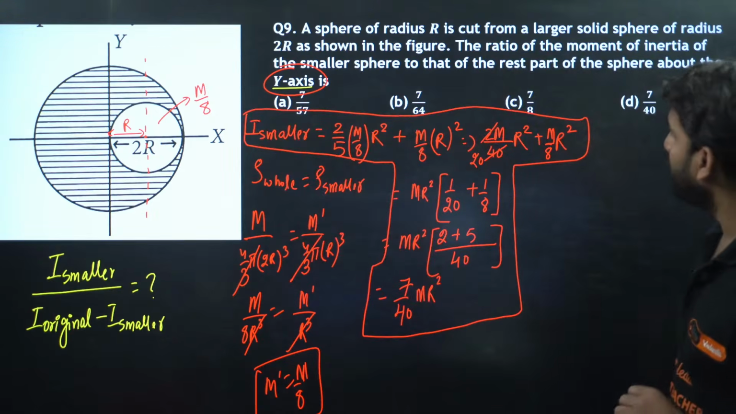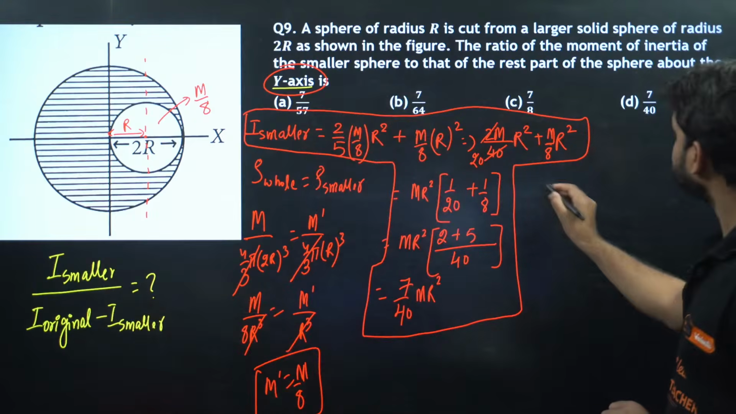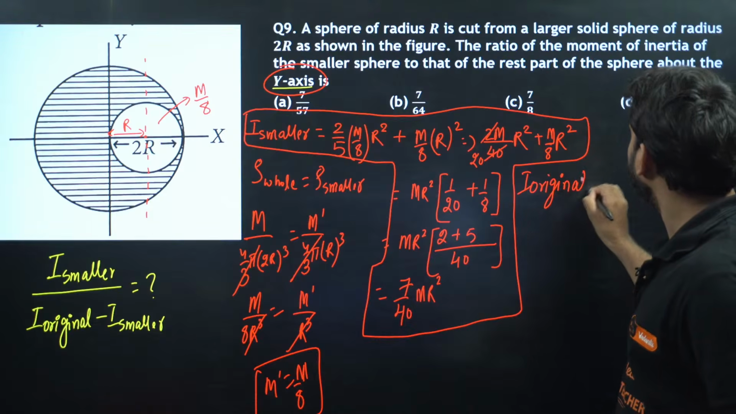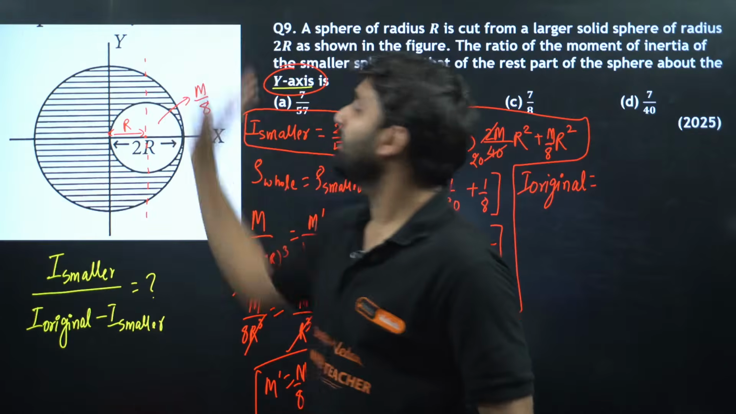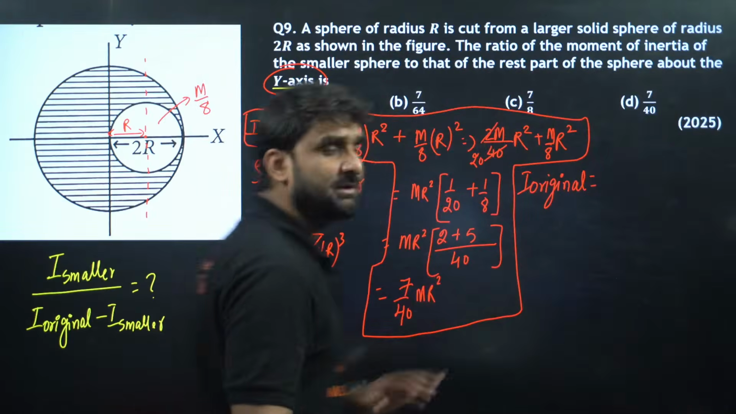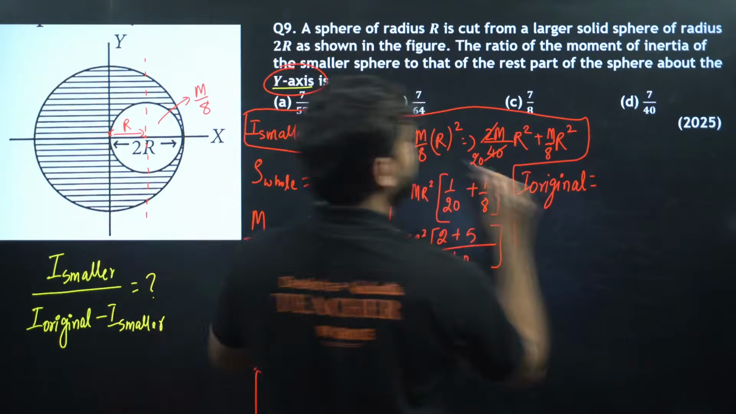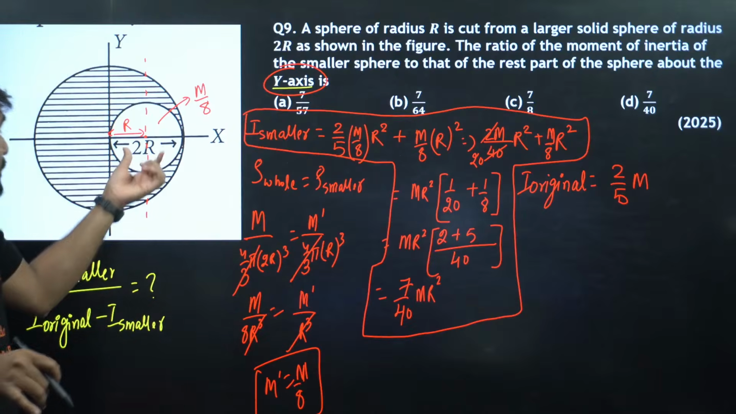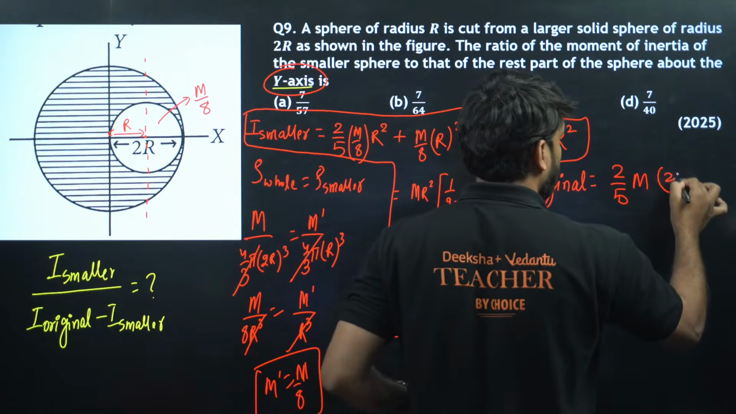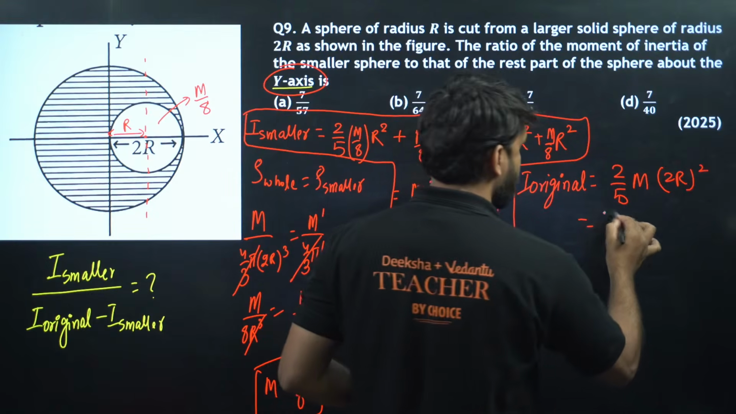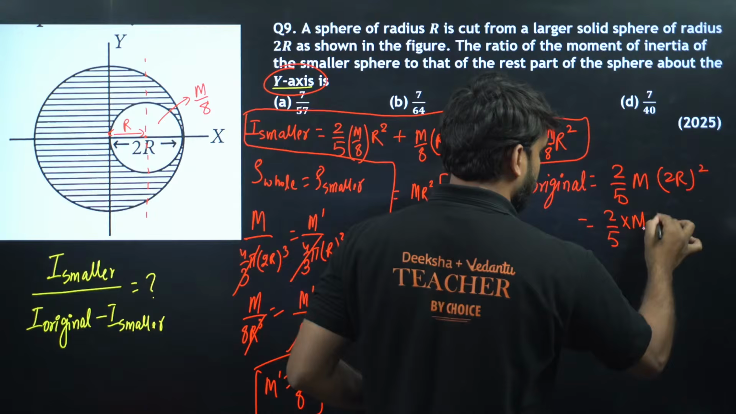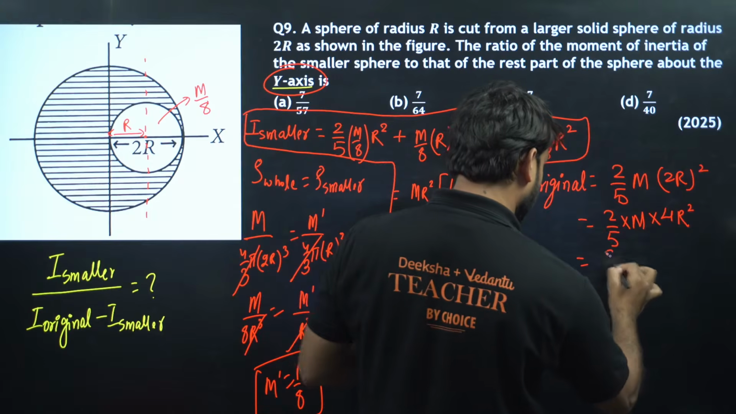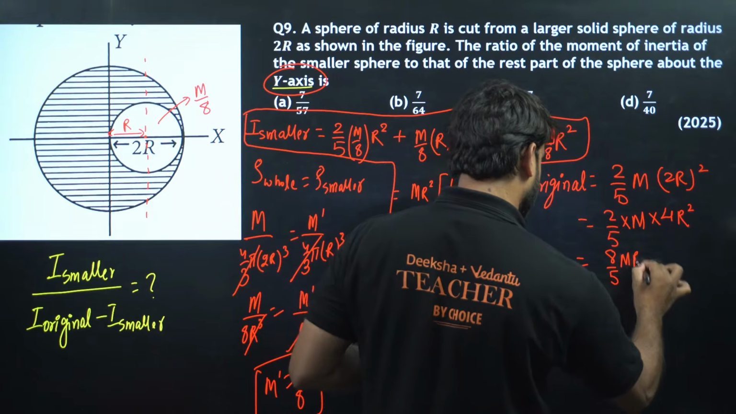Now let's talk about the moment of inertia of original one. So what will be the moment of inertia of original? The original is this, having capital mass M, and this is a solid sphere. So 2 by 5 m, but radius of the original one is equal to 2r. So we have to put here 2r square. So can we solve this? 2 by 5, and this is m, and this is 2r square will be equal to 4r square. So we are having, this is 8 by 5 m r square.